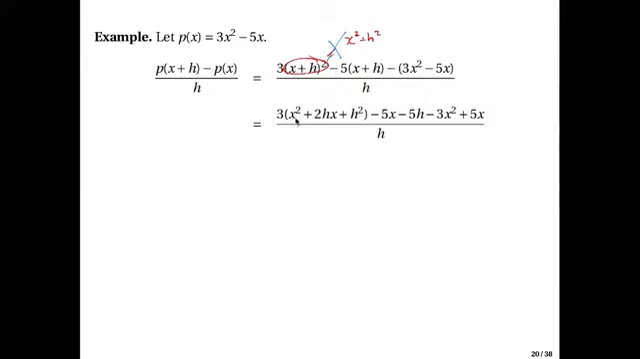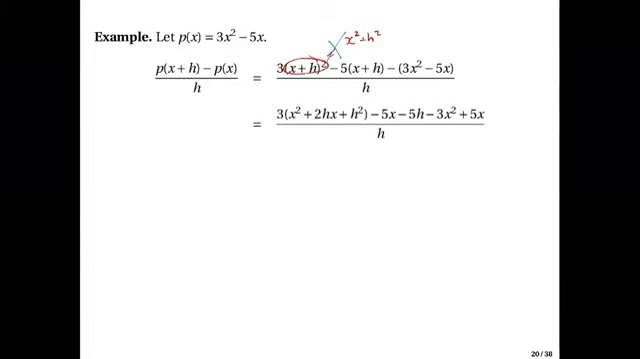So we have expanded x plus h squared. And then in here, you distribute your 5. So there's a negative there, so minus 5x here, and minus 5 times h, that's minus 5h. And then here you distribute your minus. So minus 3x squared, minus minus becomes plus. Correct?